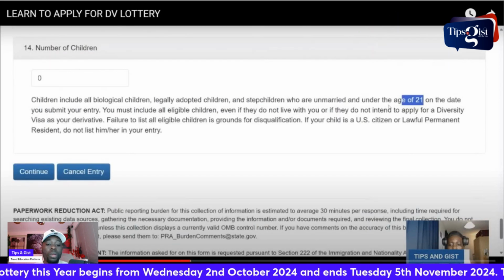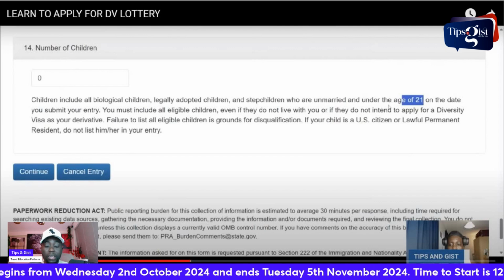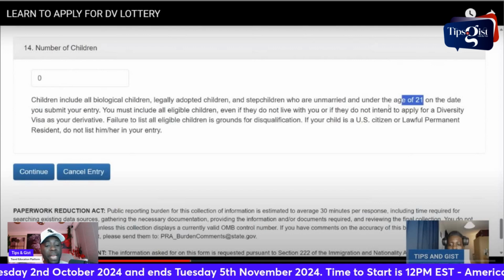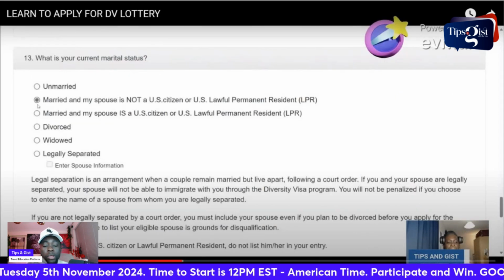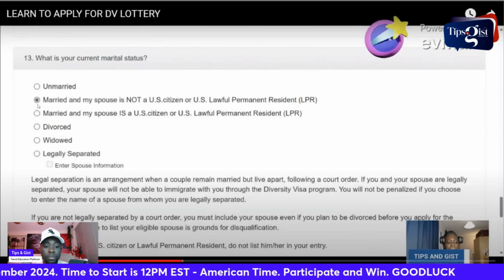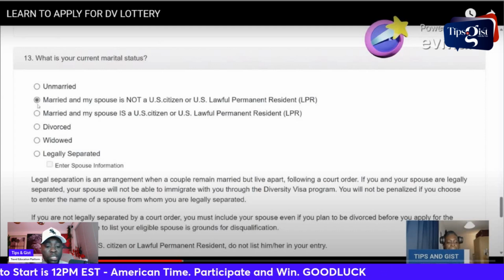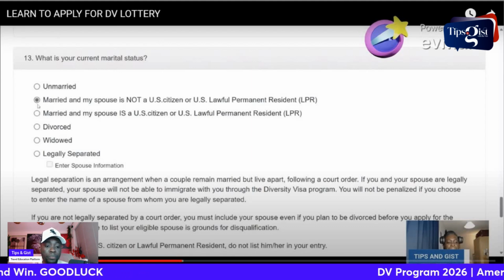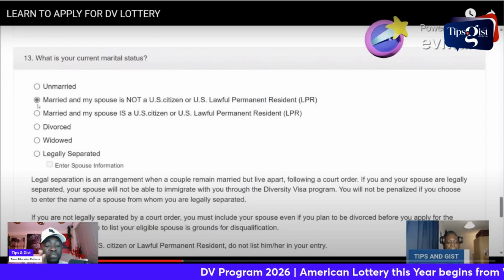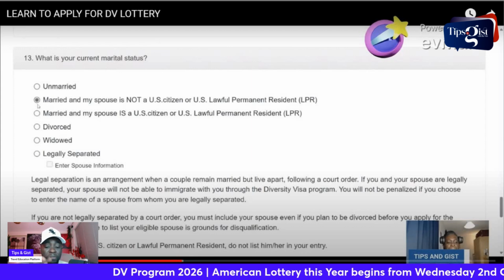All right. Question number 14. That is the last question: number of children. Before I go to question number 14, take a close look at this. When you select that you are married, you are going to enter your spouse information. You can see after legally separated, there's an option, enter spouse information. If you click that you are married, you have to take that as well, so that you can enter your spouse information.